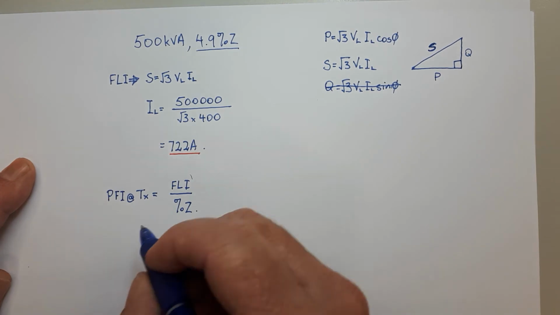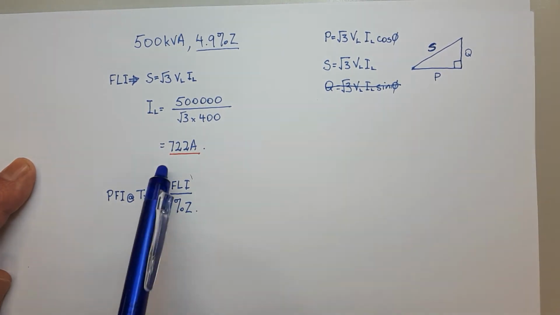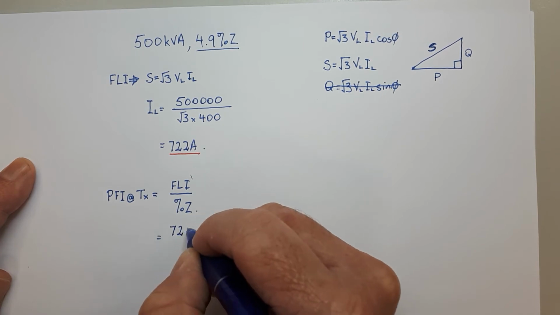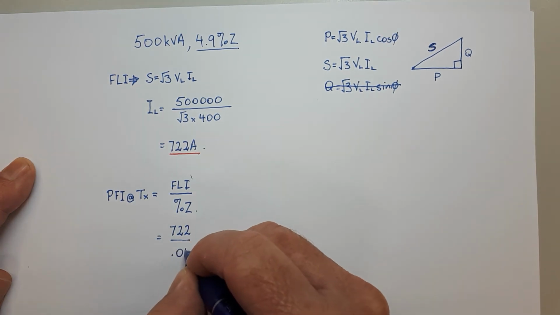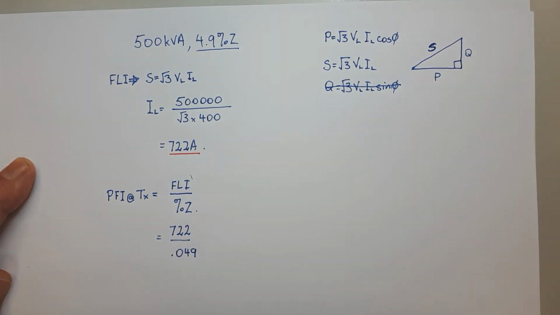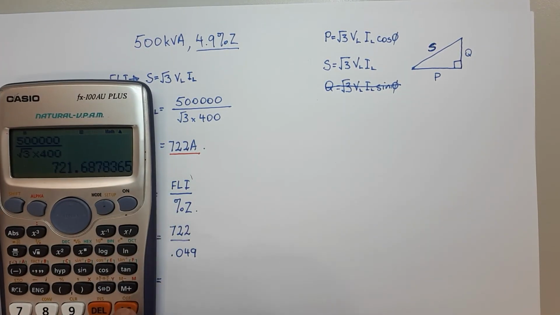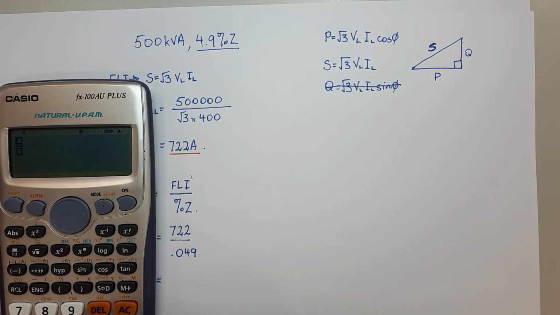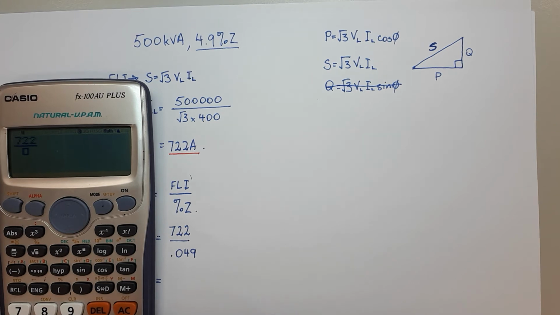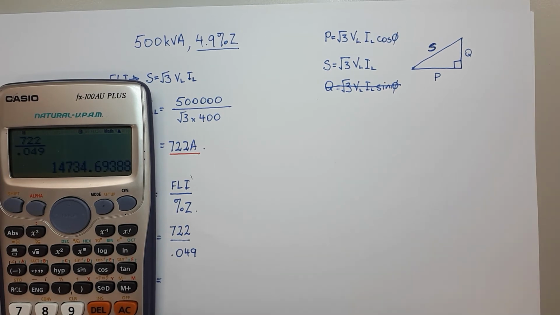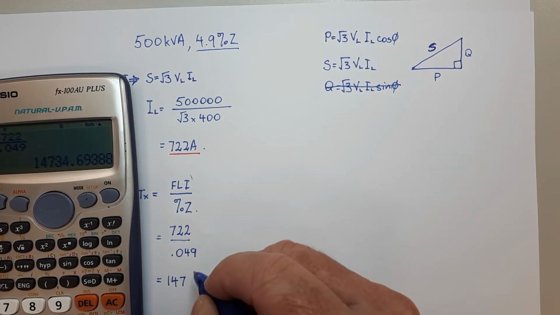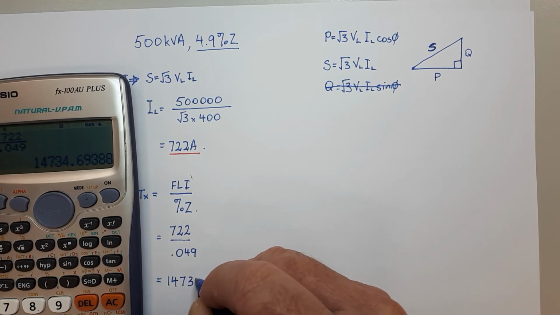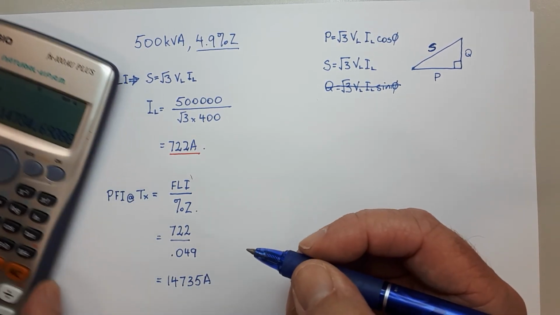So the prospective fault current of the transformer is full load current, 722, over percent Z. In this case, it's 0.049. Bang that in, make a fraction again: 722 over 0.049, which gives 14,735 amps. That's our prospective fault current.